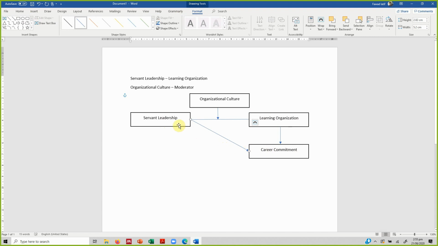So an improved level of servant leadership in any organization would lead to organizational learning, or learning organization. Obviously the two concepts do have their differences, but a number of scholars have said that both mean the same thing. And if there is a learning organization, obviously this will improve my career related commitment to the organization. And organizational culture could moderate the relationship between servant leadership and learning organization.